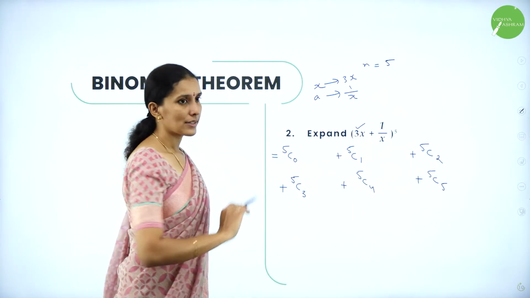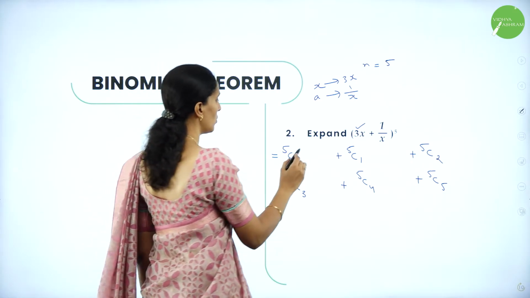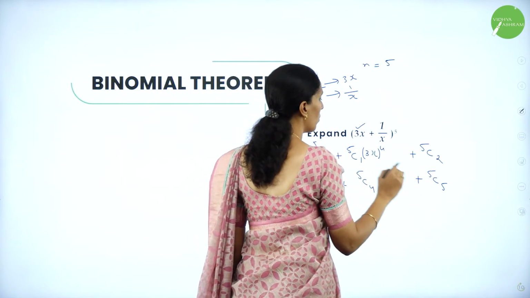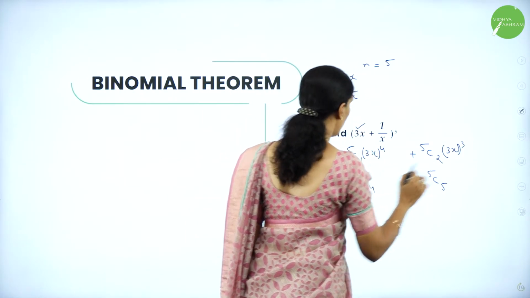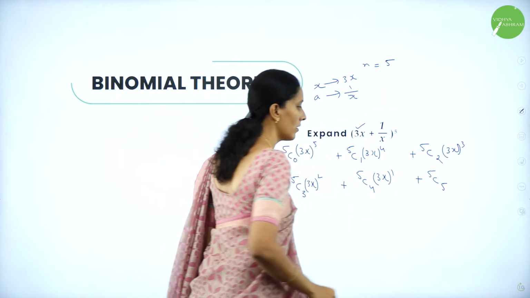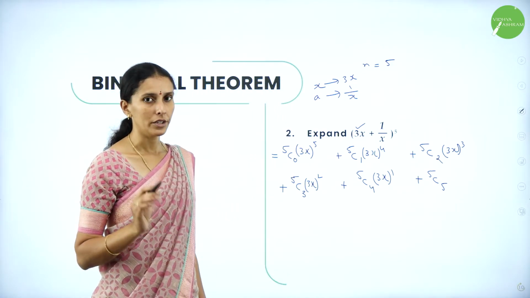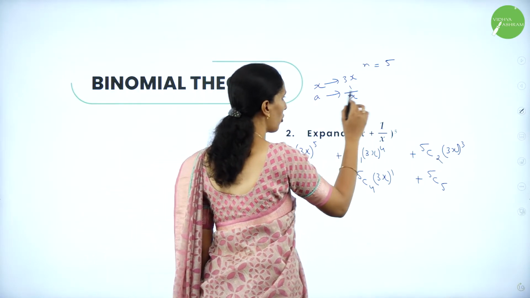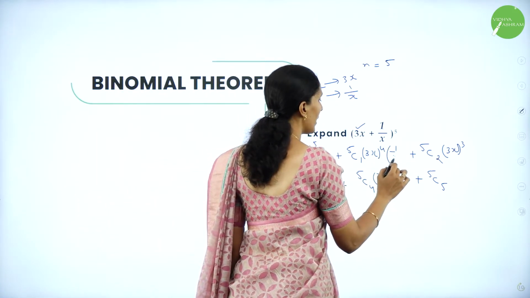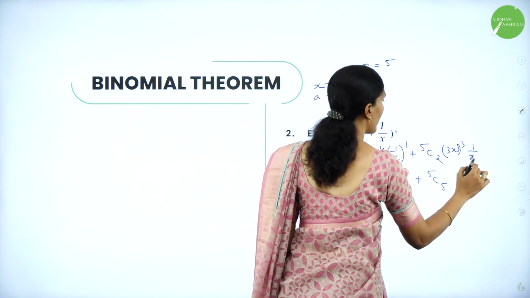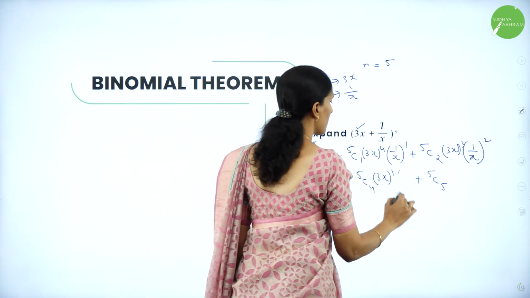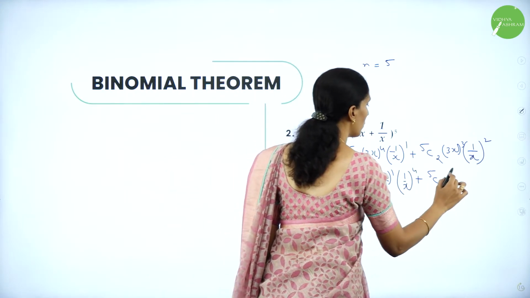Now, decreasing order of power of x. So (3x) whole power 5, (3x) whole power 4, (3x) whole power 3, (3x) whole power 2, (3x) whole power 1, (3x) whole power 0. No need to write. Increasing order of a. So (1/x) whole power 0, no need to write. (1/x) whole power 1, (1/x) whole power 2, (1/x) whole power 3, (1/x) whole power 4, (1/x) whole power 5.